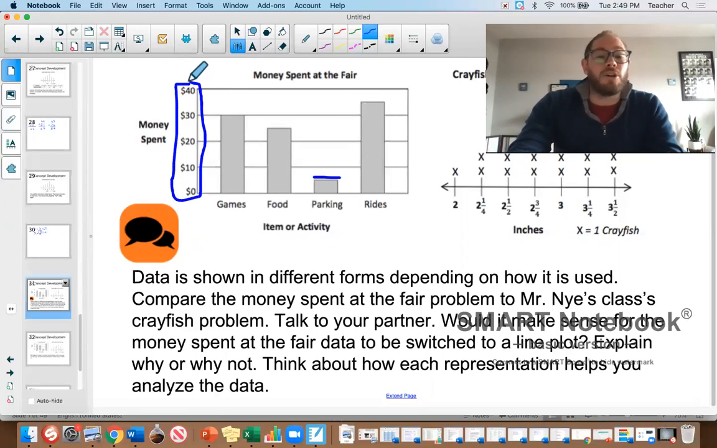And it's probably a good idea to use a line plot if it has small numbers, like all these 1, 2, 3, 4, 5, 6s. So smaller numbers, you want to use your line plot for. Bigger numbers, you want to use a bar graph for.